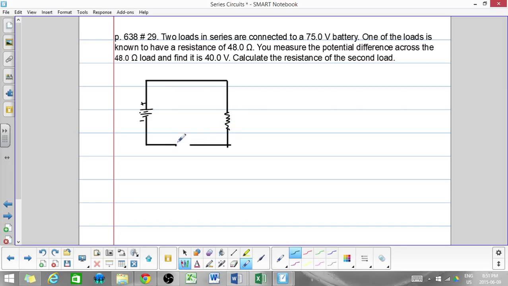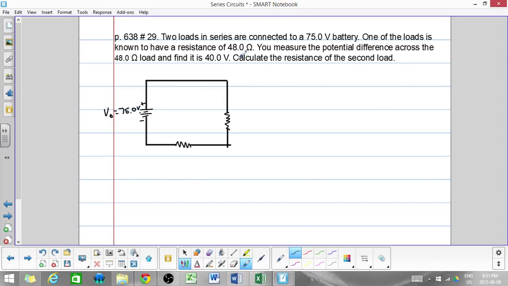And it doesn't matter where you draw these 2 loads, like they could be both here, they could be one here, one there. As long as they're all in the same line, it counts as a series circuit. Your battery, 75 volts.